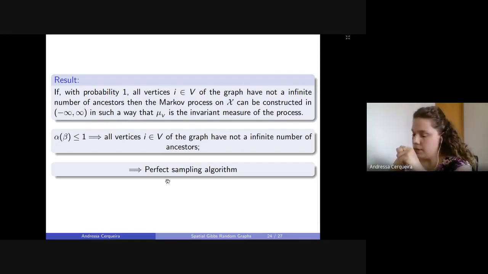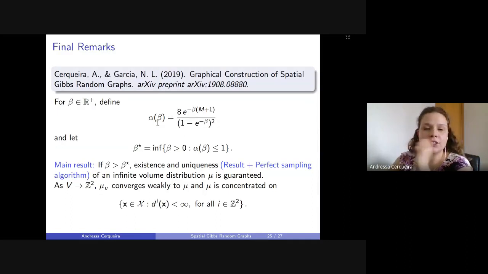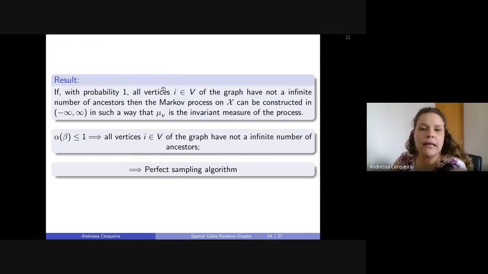So just to put everything together, this is why this beta star appears here. This is to guarantee that I have a finite clan of ancestors.